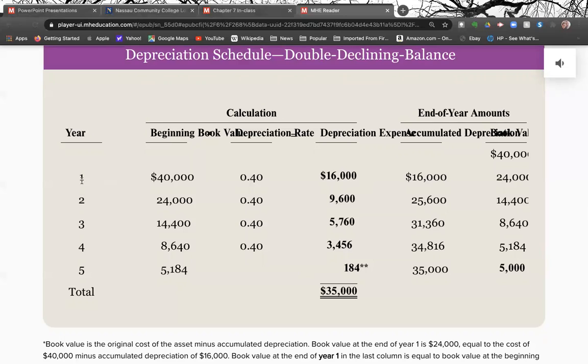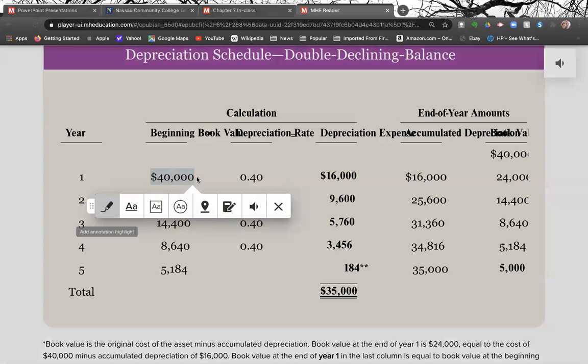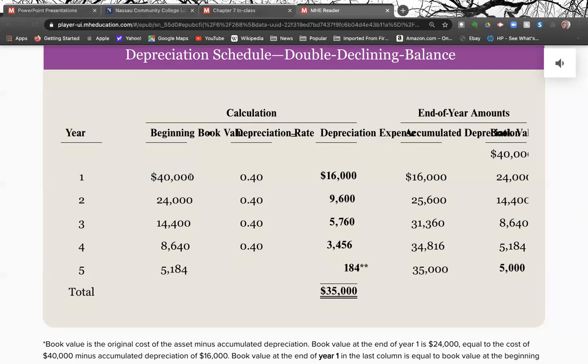Notice how this works. Again, you have a column for year. You have a column for book value, right? Not depreciable cost, book value. So what's the book value when you begin? The book value when you begin is the original cost. The original cost was 40,000. Times 40%, 16,000. Accumulated depreciation, 16,000. What's the book value? 40 minus 16 is 24. That 24,000 becomes your new beginning.